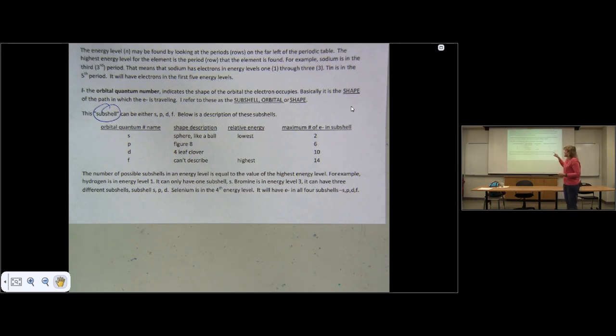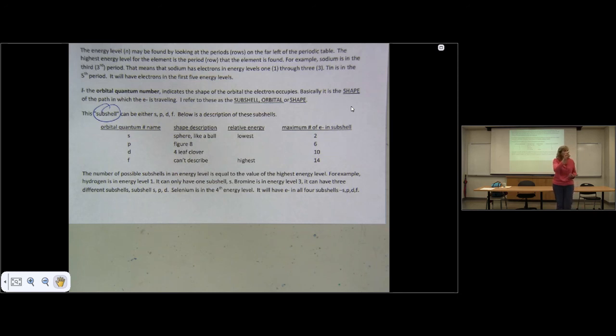P is the second type of shape. But in the first energy level, you can only have S. The second energy level has S and P. And 6 electrons can fit in P. Now the question is, okay, why can 6 electrons fit in P? P is a figure 8. You follow what a figure 8 is? Just draw an 8. That's a figure 8, and P is a figure 8, and it can hold 6 electrons.